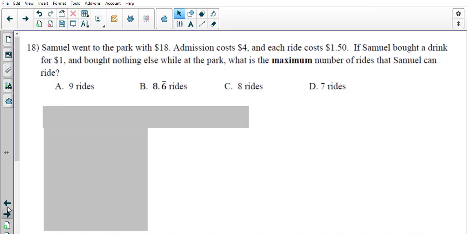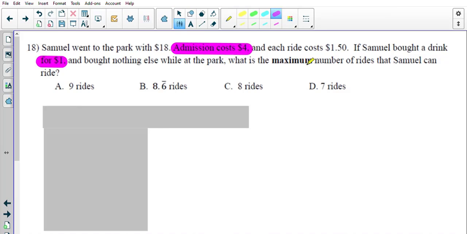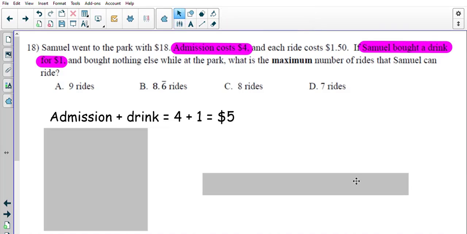So this is one of those multiple choice word problems that you really do have to do work for. You can't just guess a solution or anything like that. You want to actually show the work. So first things first, we know that admission costs $4. And Samuel bought a drink for $1. So I did set up sort of a little equation here. The admission plus drink is $4 plus another $1. So he did spend $5. That's not really dependent on how many rides he rides.